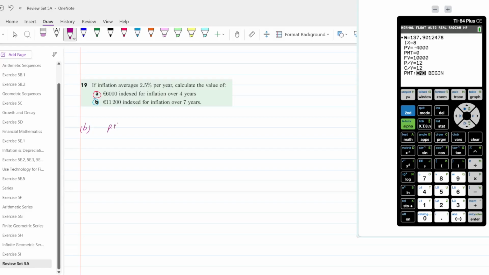So present value is 11,200. R is going to be 1.025. So future value, and we know n equals 7. So future value is going to be 11,200 times 1.025 raised to the power 7.